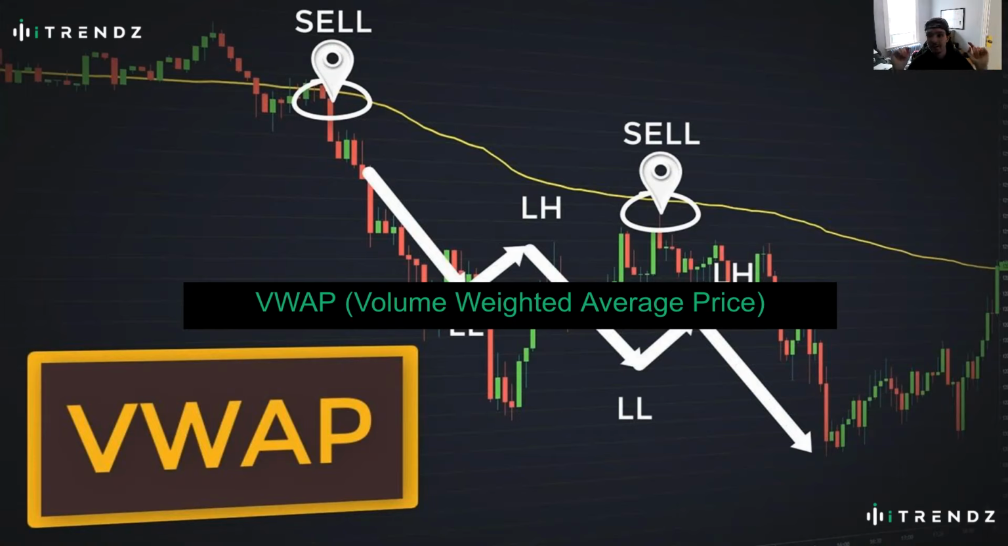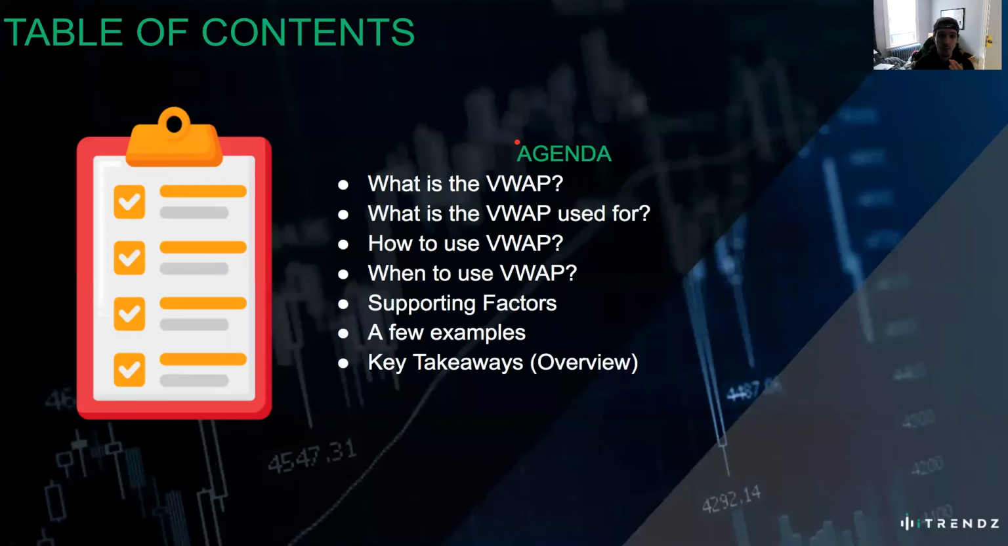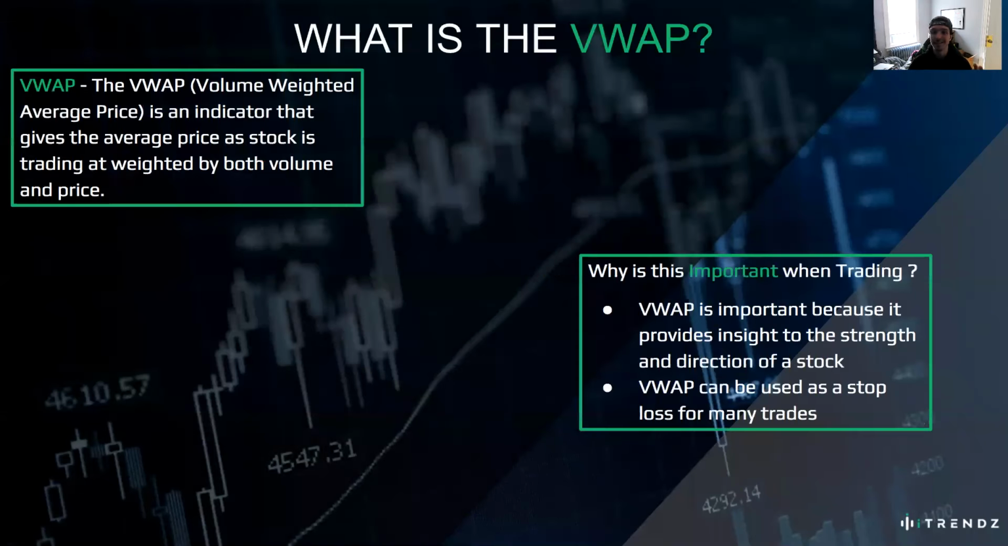Let's get into VWAP though. So volume weighted average price. We're going to go over what is VWAP, what's it used for, how to use it, and then we're going to go into some examples. Like I said, it's going to be real simple. There's a lot of stuff on this PowerPoint. If at any point in time you want to take notes, just pause the video, look at what we've got here on the slides, and then take your notes and then continue.